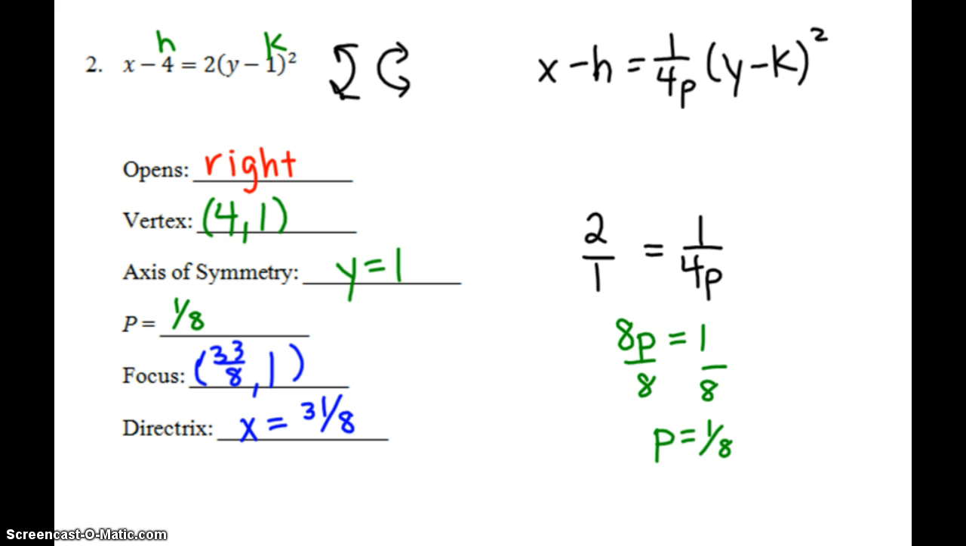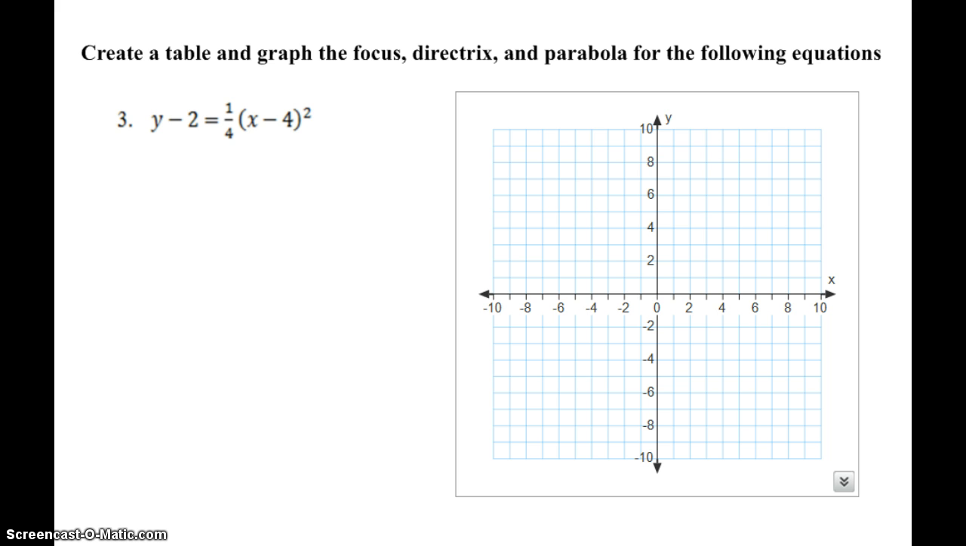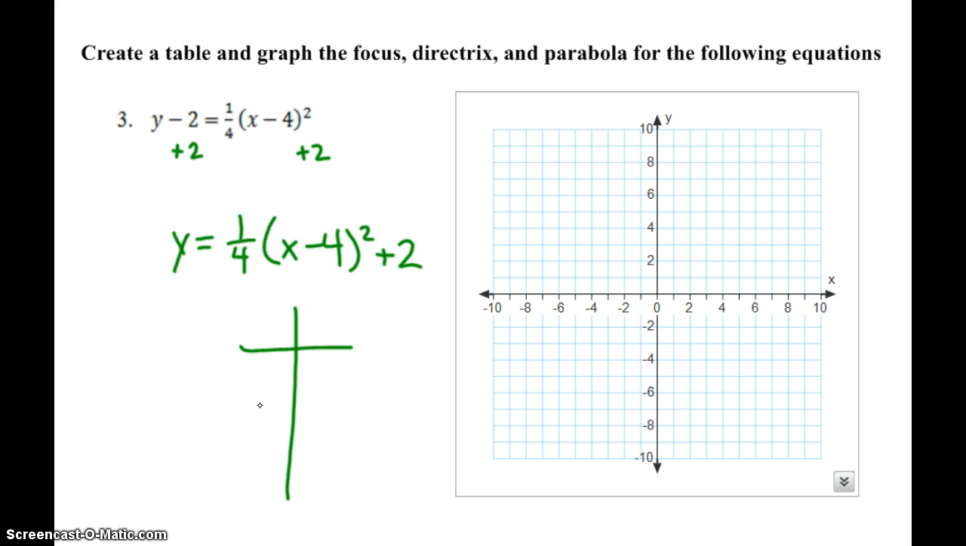Alright, problem number 3. You have to make this equal to y in order to type it in your calculator. So you will add 2 to both sides. So what you will put in your calculator is 1/4 x minus 4 squared plus 2. Make your table of values. Remember, you're going to put your vertex in the middle.